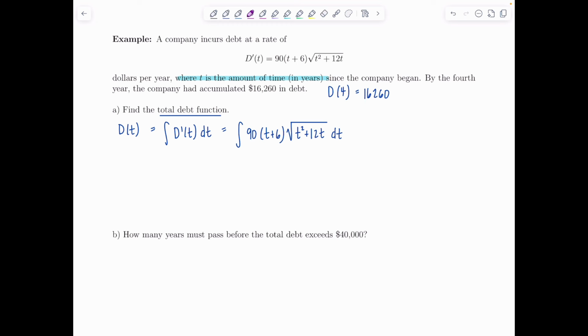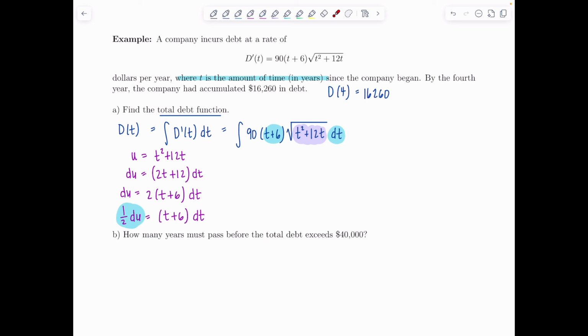Let's let U equal the stuff underneath the radical sign, so just t squared plus 12t. And then du is 2t plus 12 dt. How are we doing? Do I see that? No, I just see t plus 6, but I can get there if I factor out that 2. So du is 2 times t plus 6 dt. So 1/2 du is t plus 6 dt.